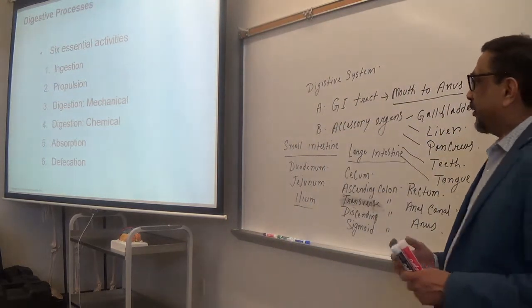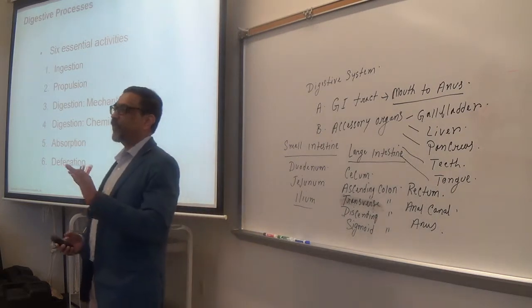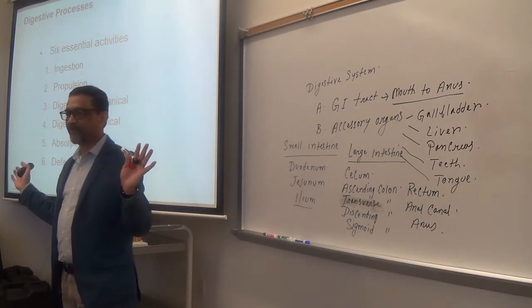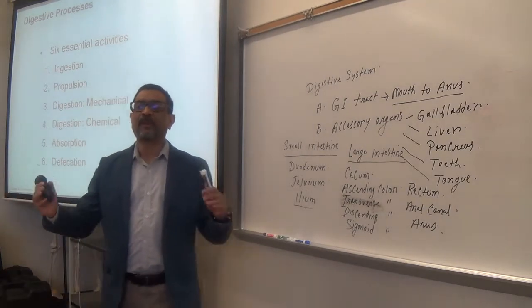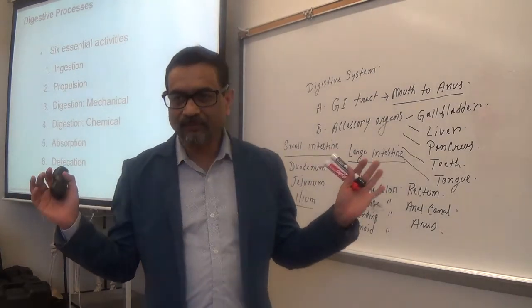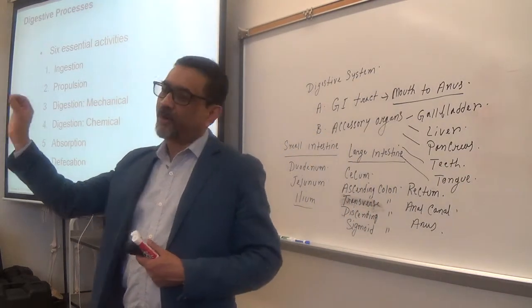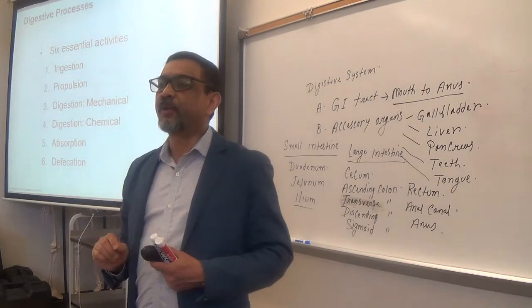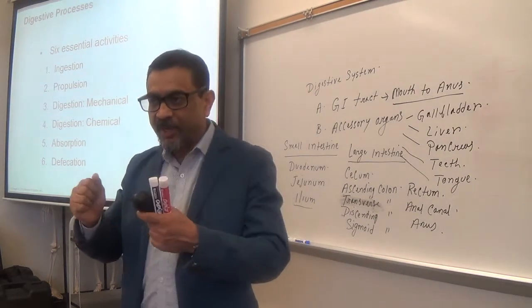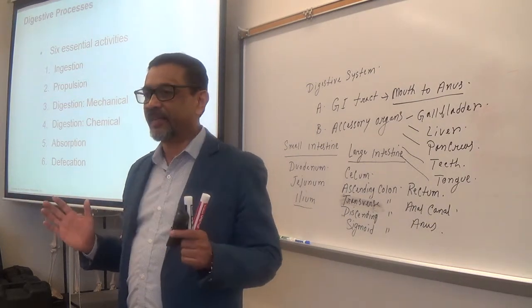Then digestion. Very simple. Digestion means breakdown of food. Digestion is what? Breakdown of food. Now, food breakdown occurs in 2 ways. One is called mechanical digestion by pressure, and another is chemical digestion by secretion.